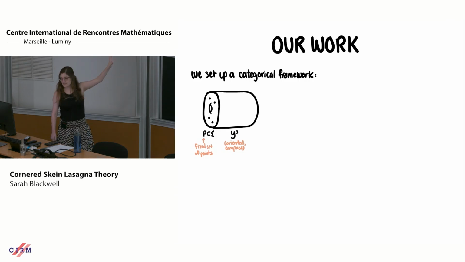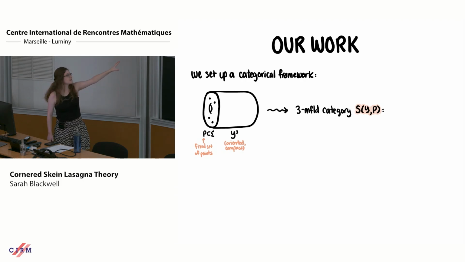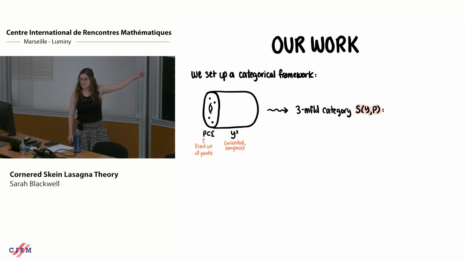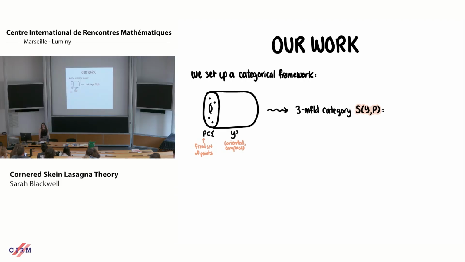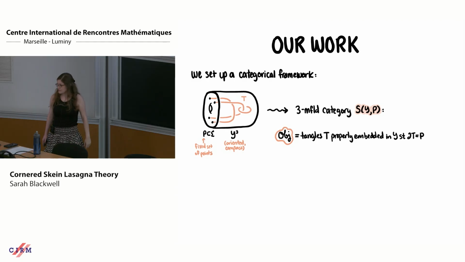Given this type of thing, I'm going to associate to it a 3 manifold category that I'll call S(Y, P). That is the same notation we use for the Skein Lasagna module, but you're supposed to know which one it is based on what the inputs are. If your input is a 4 manifold thing, we're talking about the Skein Lasagna. If it's a 3 manifold thing, I'm talking about this category that I'm about to build for you. The objects of this category are tangles T, which are properly embedded in my 3 manifold, where the boundary of T is these fixed points. So we have all sorts of possible tangles we could have, given a set of points.